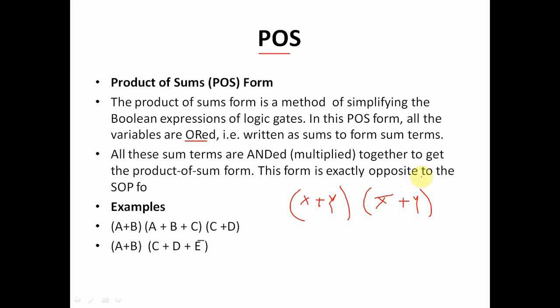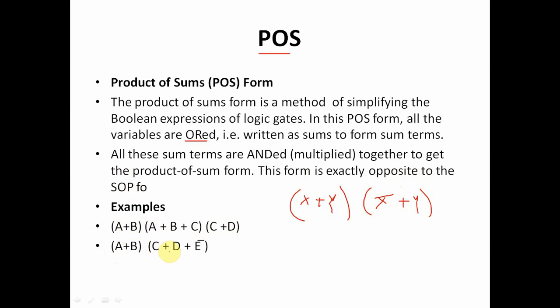This form is exactly opposite to the SOP form. Example: the first term is A plus B, after that A plus B plus C, after that C plus D. All these three terms are ANDed together. Second example: the first term is A plus B.